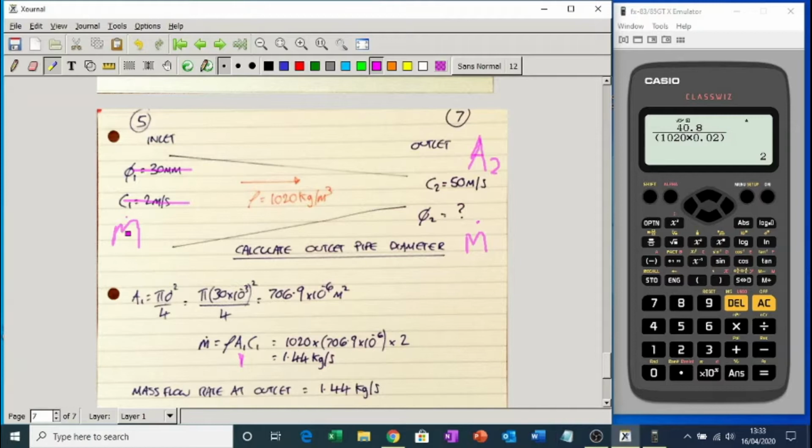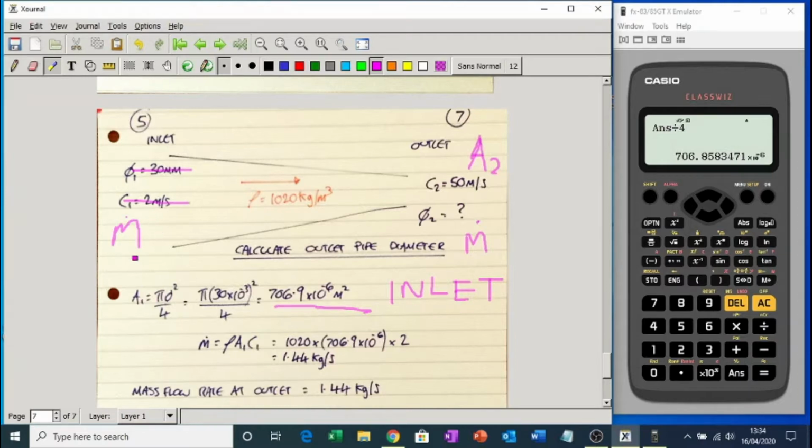First things first, work out the mass flow rate this side. I know what it is. It's going to be density, area, and speed. Find the area here first. So A1 is going to be 30 mil, so we'll do 30 minus 3. We'll square that, times by shift pi, divide by 4. Press that. So 706.9. That's the inlet area. That's the area coming in.